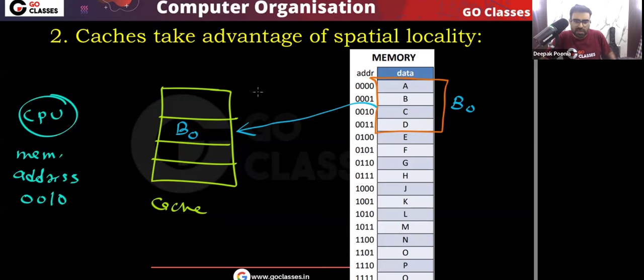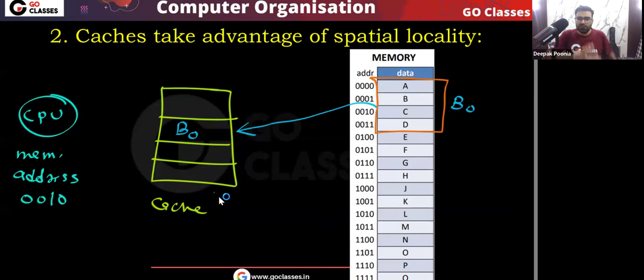Now you can see, if very soon CPU accesses the nearby addresses, then it is very likely that CPU will find them in the cache memory, because we are fetching a block of data from main memory to cache memory. So fetching a block of data is taking the advantage of spatial locality. Okay, very simple. I hope you understood this point.